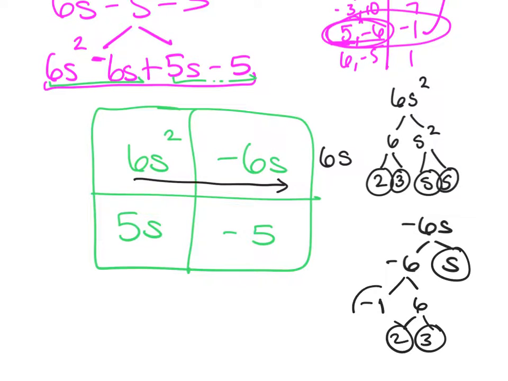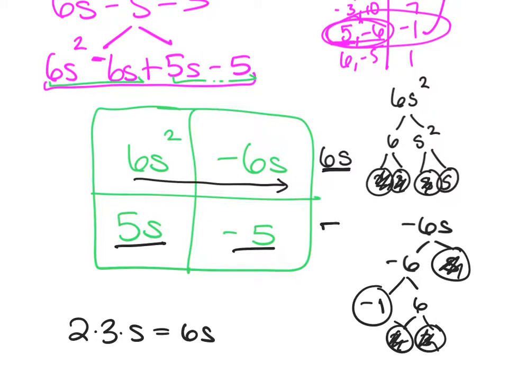Here's my factorization. If you look at the tree, the prime factors of each tree, what do they have in common? They have a 2 and a 3 in common and an s in common. So 2 times 3 times s is actually 6s, which is why I have 6s there as my greatest common factor. A 5s and a negative 5 are going to have a 5 in common. A 6s squared and a 5s are only going to have an s in common, or you could factor out one s if you wanted to.